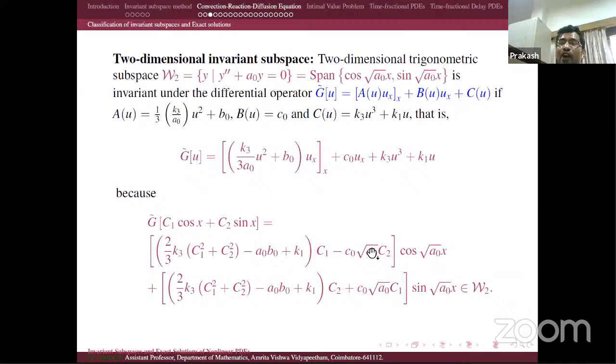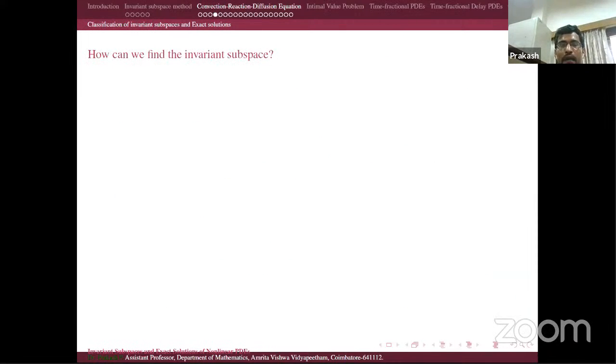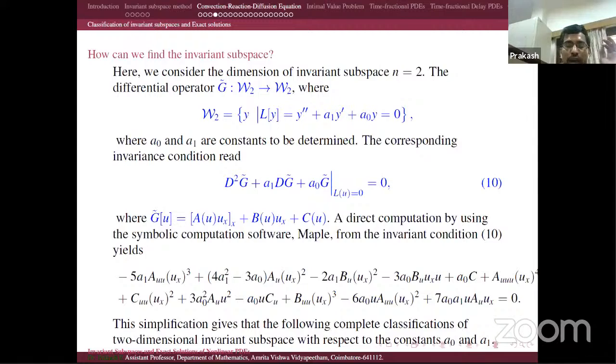But how can we find the invariant space? That is very important. Here I am considering the first dimension n equal to 2. The differential operator G bar from W2 to W2. W2 is nothing but a solution of the ordinary differential equation, where A0 and A1 are constants to be determined. The corresponding invariant condition can be written in this form, where G bar of u is the given differential operator. If we substitute this G bar of u into equation 10, that equation reduces to this equation, which gives a system of overdetermined equations.